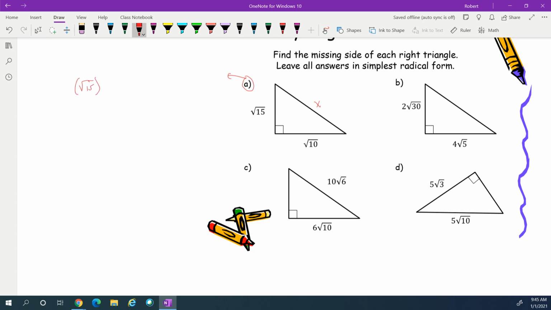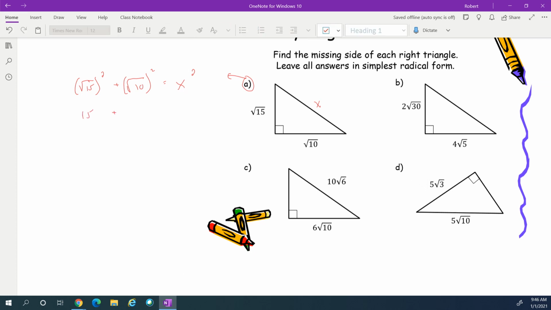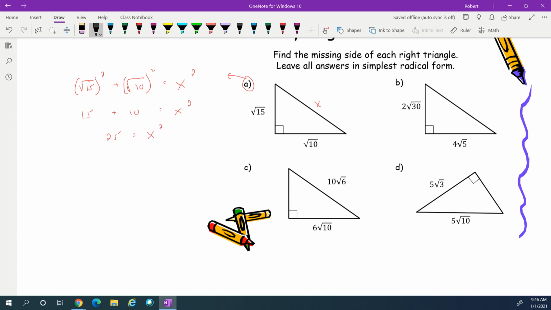Now we're going to remember it's the leg squared plus the leg squared equals the hypotenuse squared. So make sure that you're using parentheses for your substitution and you're following the order of operations. Square root of 15 squared is 15. Square root of 10 squared is 10. And that equals x squared. So the fact that we've been reviewing our radicals is really important. Of course, we're going to take the square root and we get simply a 5. Now, we don't need the radical symbol here. It's just a 5.